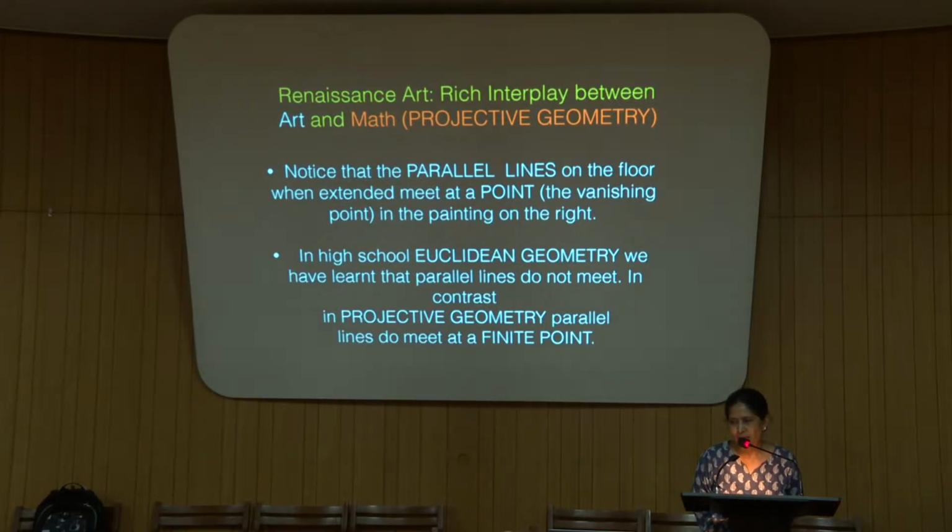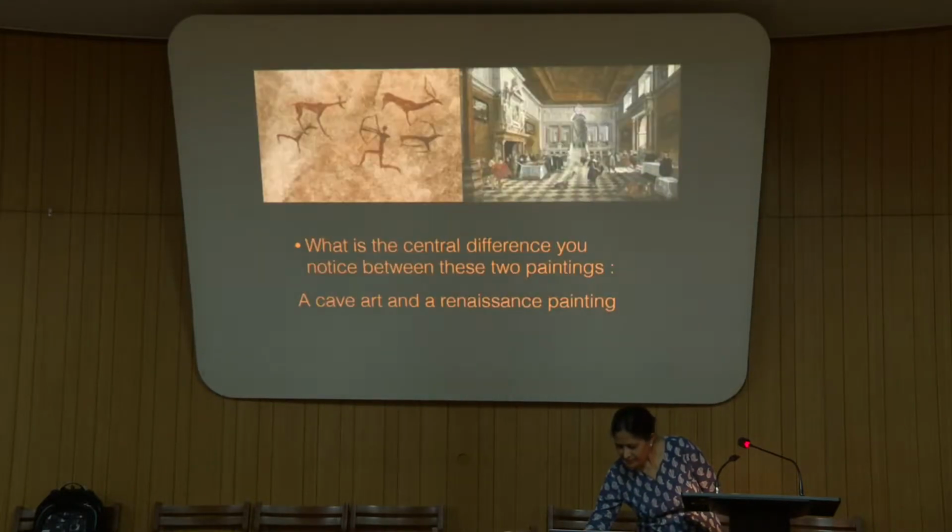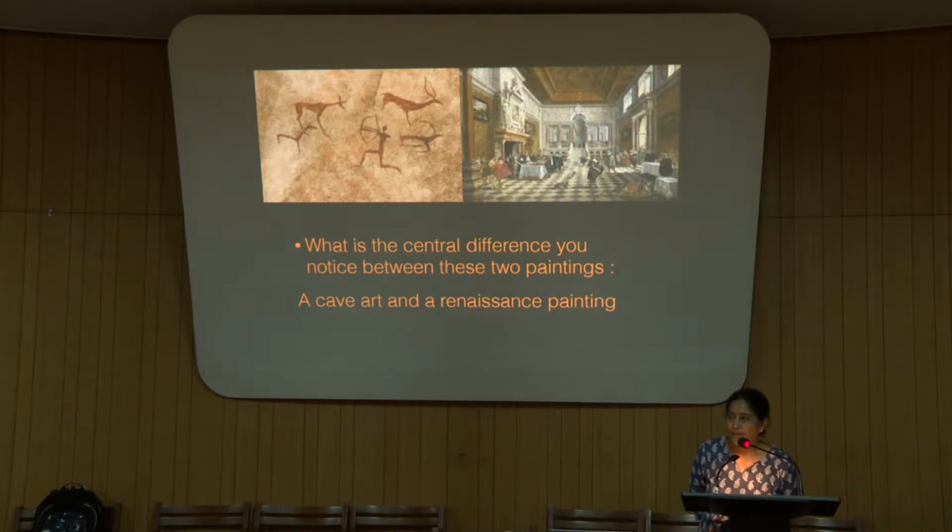Let's go back to the painting on the right. Right? Now look at this. Look at the floor tiles in the painting on the right. Yeah? You just keep following those floor tiles further down. You see that they appear to meet at a point on the canvas, right? So that point is called the vanishing point.